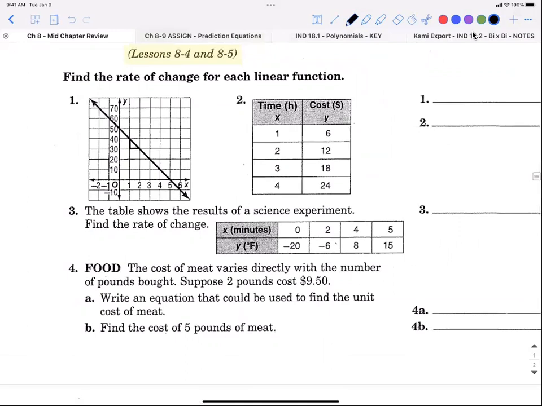Rate of change, drop 1, right, run 1, right? Rate of change, -1 over 1. Okay. Here you need to look at, these are your X's, these are your Y's. Change in Y over change in X. Okay, that's rate of change. You guys should be pretty good at finding slope.